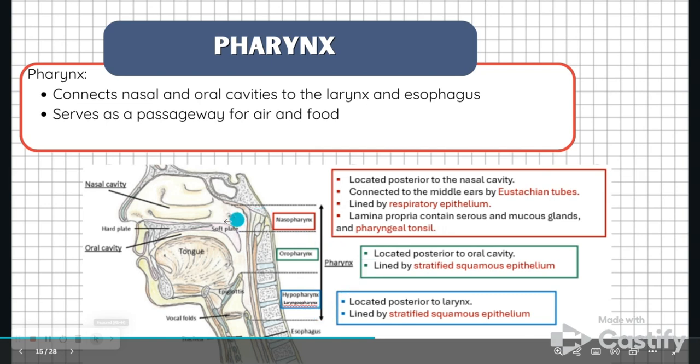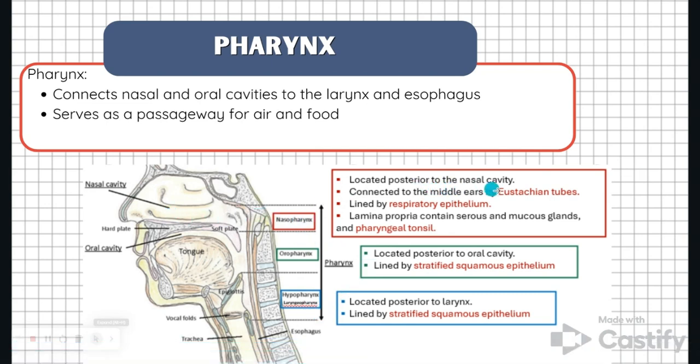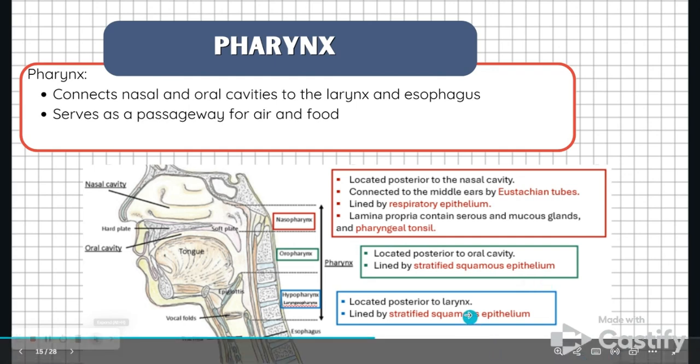Okay, the nasopharynx is located posterior to the nasal cavity, connected with the middle ears by tubes. We have not talked about that. It's lined by respiratory epithelium, same thing that we've been talking about. Oropharynx is located posterior to the oral cavity, lined by stratified squamous epithelium, because we said that the pharynx is going to take both air and food. Okay, and then the laryngopharynx is posterior to the larynx, lined by stratified squamous epithelium.